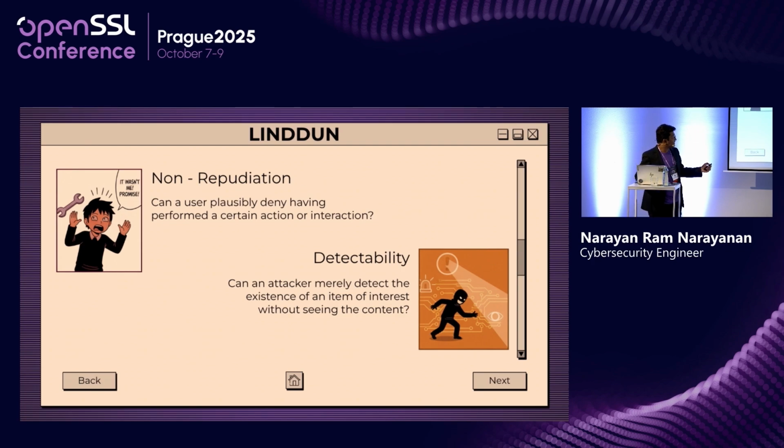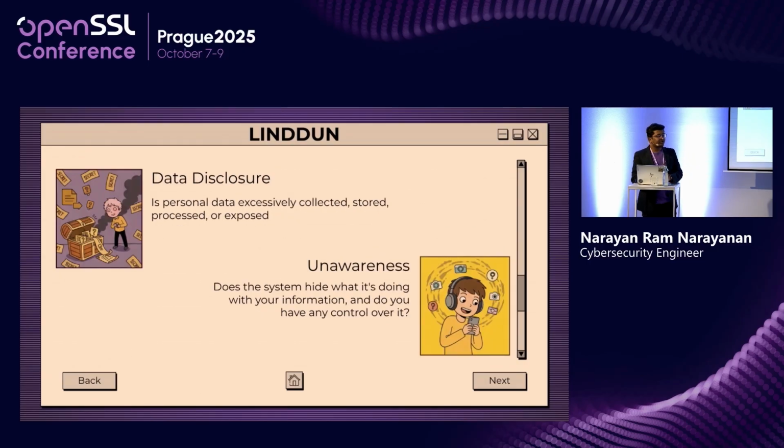And detectability is, can the activities be detected by an attacker? The attacker doesn't have to prove anything, but can the attacker even detect whatever you're trying to do? If they're able to detect, that's actually a privacy breach, right? Data disclosure is very similar to information disclosure. Any sensitive data being exposed out of the system, that is data disclosure.